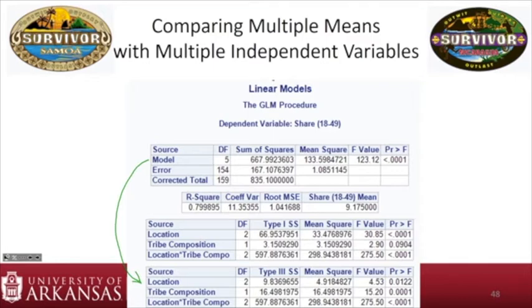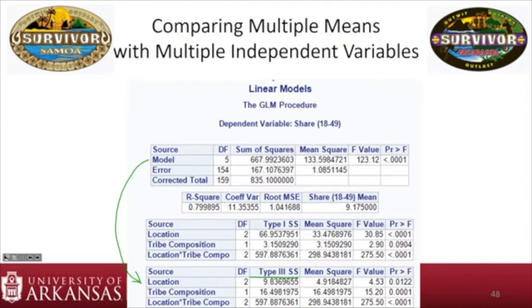Okay, so when I had the example, I had all of this in one table. Here, SAS likes to put it in different tables. So it summarizes all the information for the model. We're going to focus on this bottom information, what we're going to call the type 3 sums of squares. With type 3 sums of squares, it doesn't matter the order in which you put location versus tribe composition, or tribe composition versus location. So the model breaks down, like I said, into location, tribe composition, and location times tribe composition.